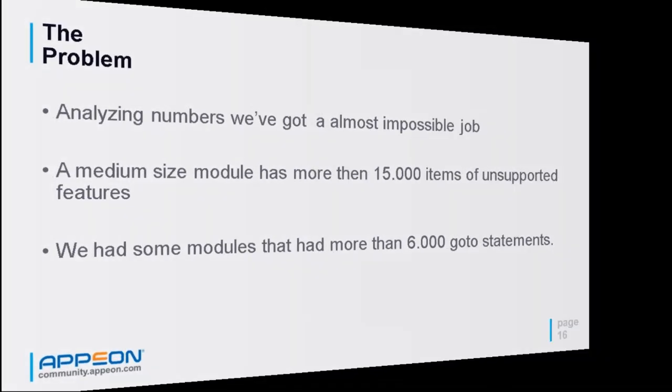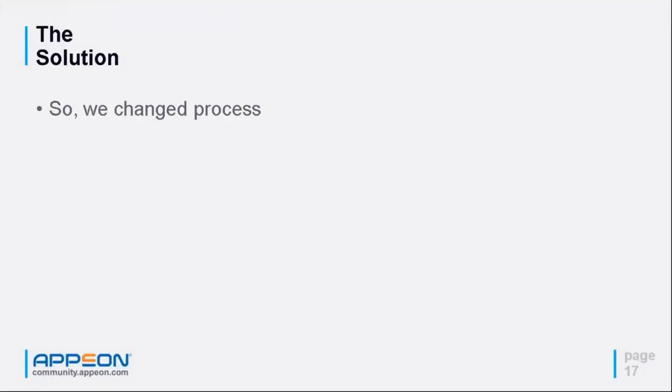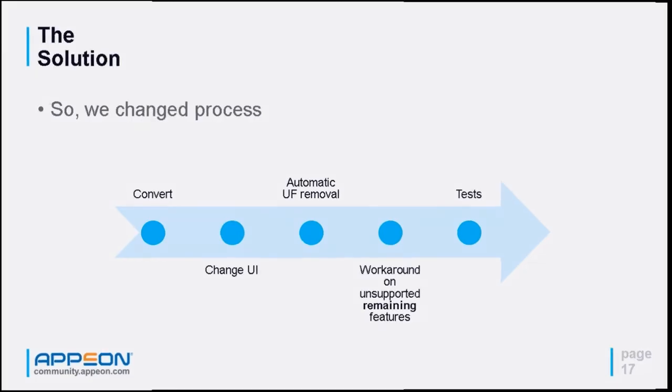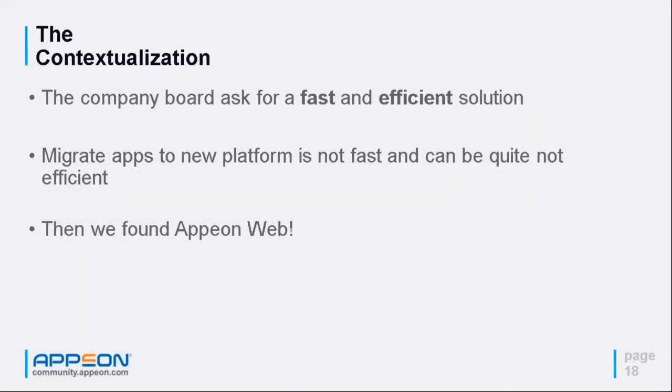So what we did, we changed the process. We tried it again. So a step to convert, a step to change the UI, a step to automatically remove unsupported features. Yeah, automatically remove. Then work on the remains, because not all of them were automated, so we're going to talk about it. And then the test, how we did it.